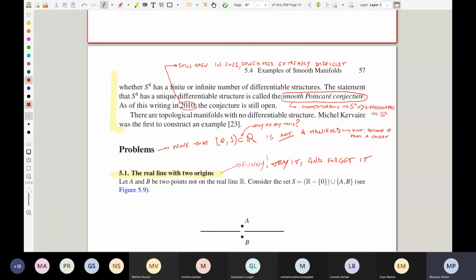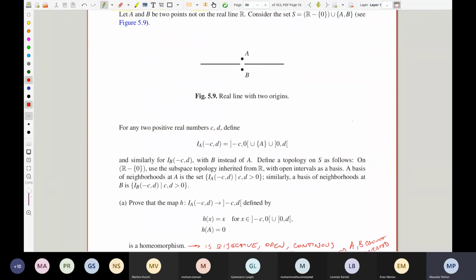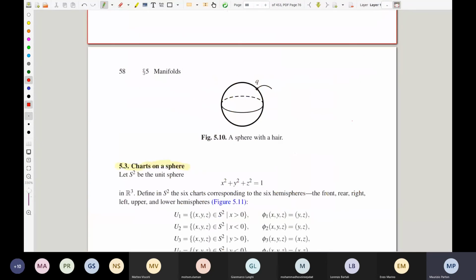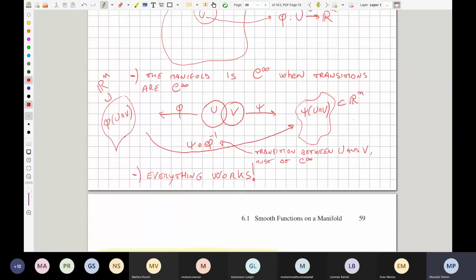No, okay, this is a problem that I invite you to do with the hint. Okay, this is the smooth Poincare conjecture. We can skip it. What's the time now? Okay, yes. So we go on.